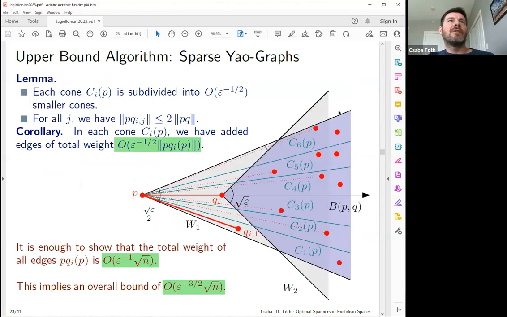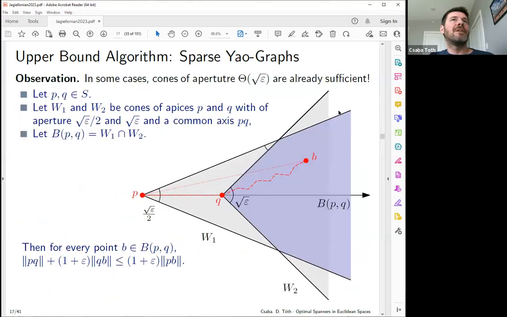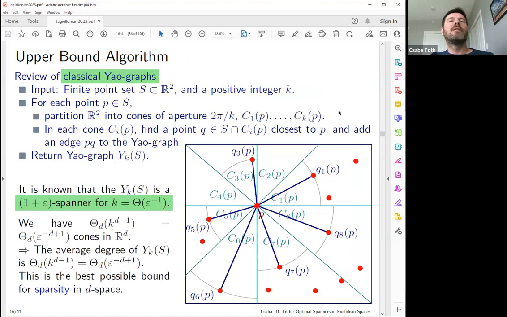The construction for the Yau graph is not ordered. So let me just go back to the Yau graph construction, which is right here. That's the nice thing about the Yau graph. For each point P, we draw these 1/epsilon cones and connect each one to the closest point. Do it for every point. And then separately prove that this is actually a 1+epsilon spanner.